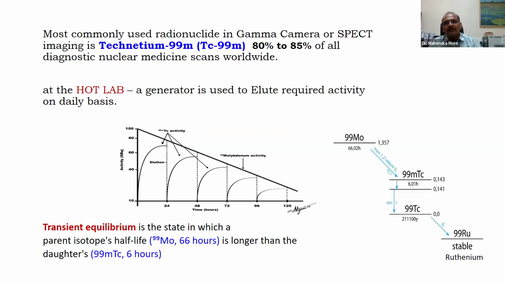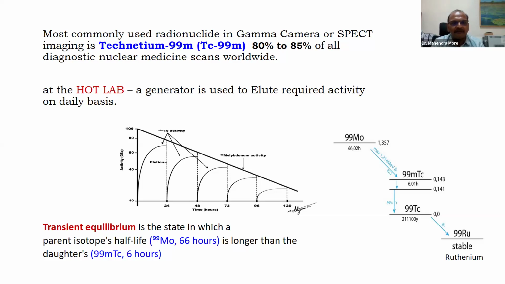Okay. Now the mostly used isotope in SPECT study or gamma camera study is technetium-99m. Technetium-99m we can obtain from the generator. Generators are kept in the hot lab of the nuclear medicine department, and in the hot lab the generator is eluted daily to get the activity. So we call it molybdenum-99 and technetium. Mo-99 decays to technetium-99m, a metastable state, with a half-life of 66 hours, and Tc-99m decays with a 6-hour half-life and 140 keV photon energy to Tc-99.